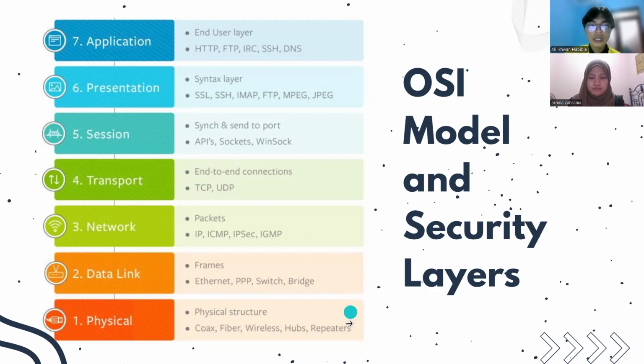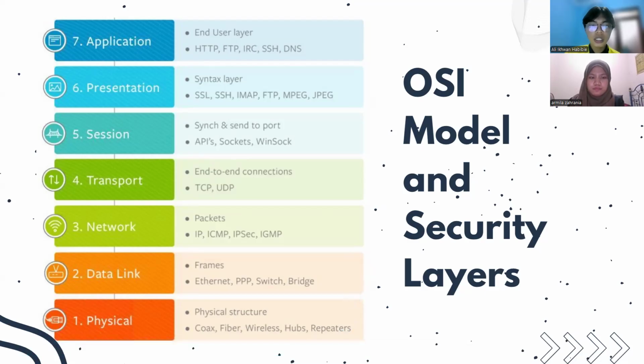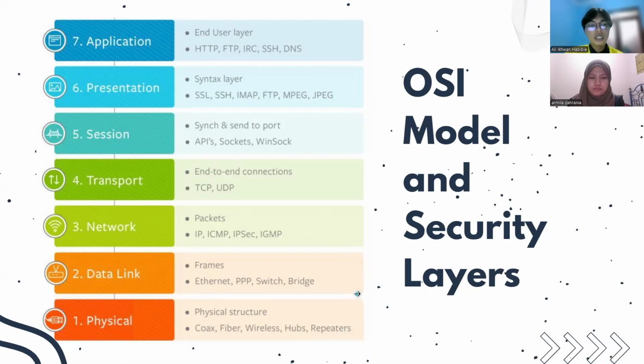The first is the physical layer, which manages physical connections using cable, switch, and signals for data transmission. The data link layer ensures error-free data transfer between directly connected devices using MAC addresses. Then the network layer handles routing and addressing with protocols like IP to determine the best path for data. The transport layer ensures reliable data transfer with TCP, which is connection-oriented, and UDP, which is connectionless.